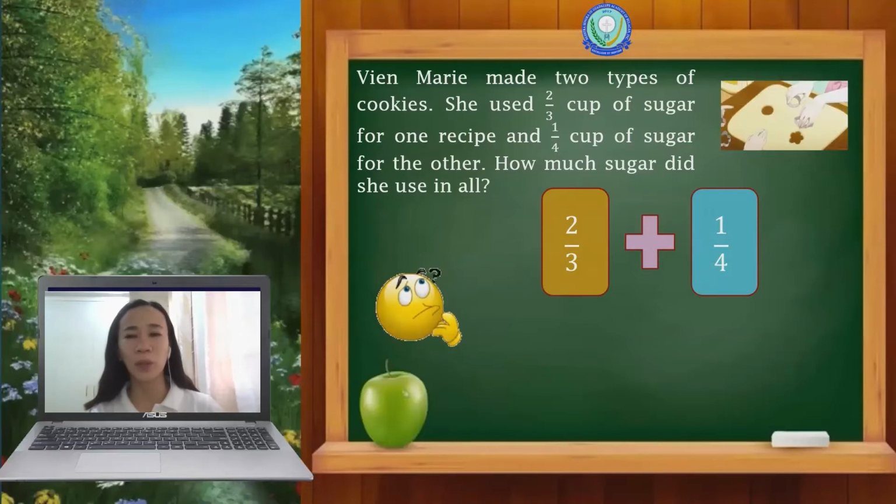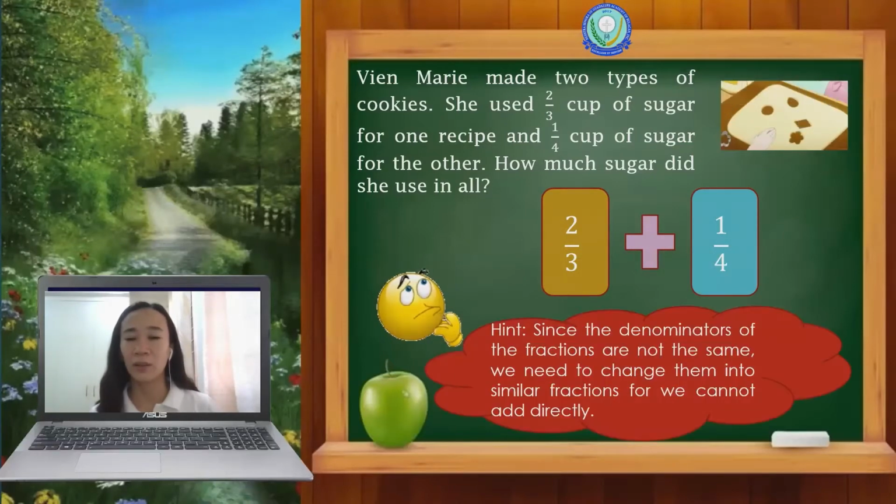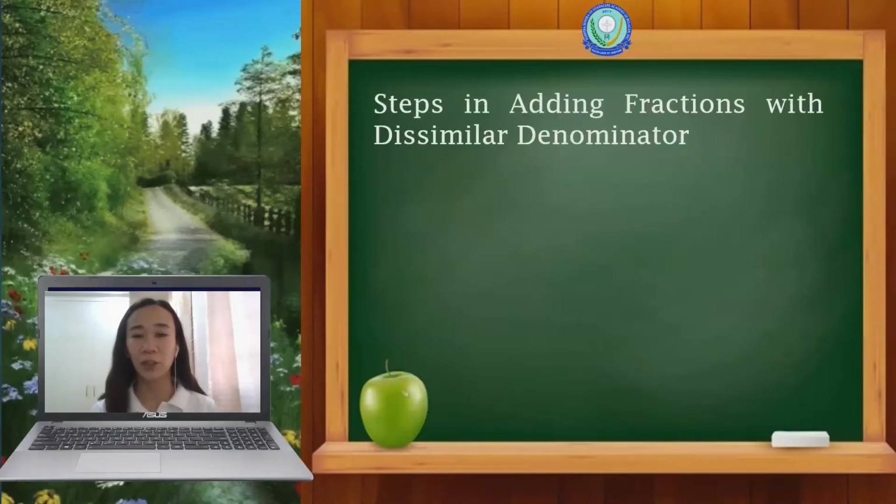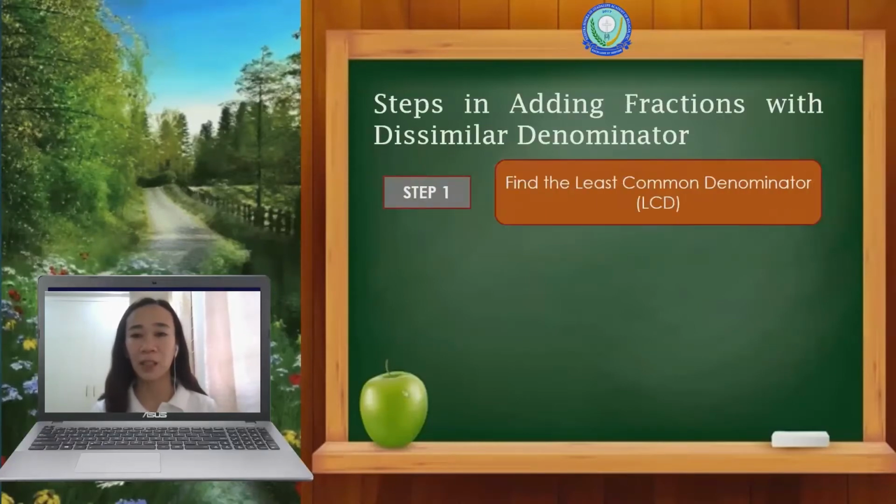So how are we going to add these? Okay, we have a hint here. Since the denominators of the fractions are not the same, we need to change them into similar fractions, for we cannot add directly. Steps in adding fractions with the similar denominator. So the first step is find the least common denominator.